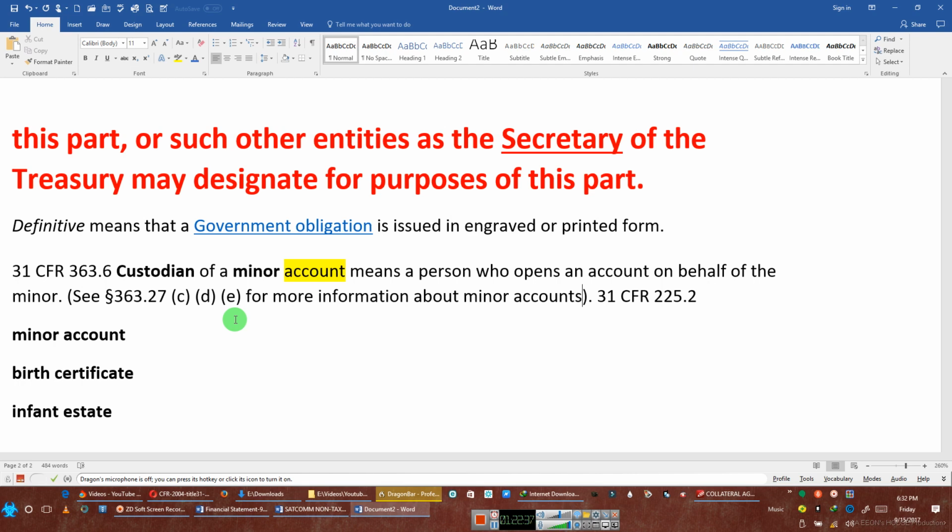Shh. Okay? The account was set up at birth. That's why the minor can attain the age of majority on the 18th birth date of the account.